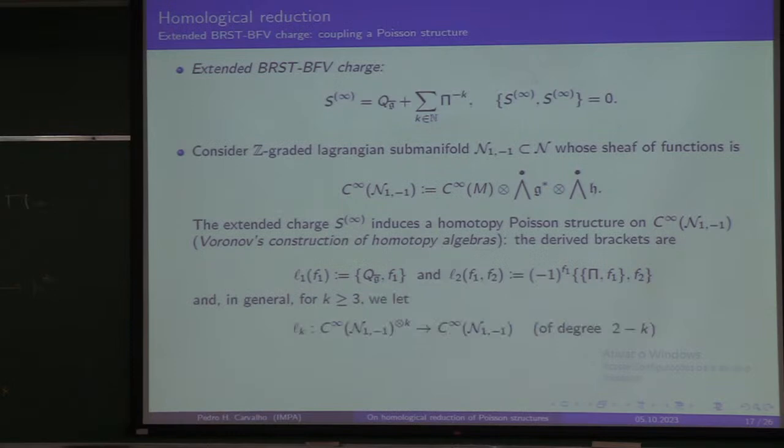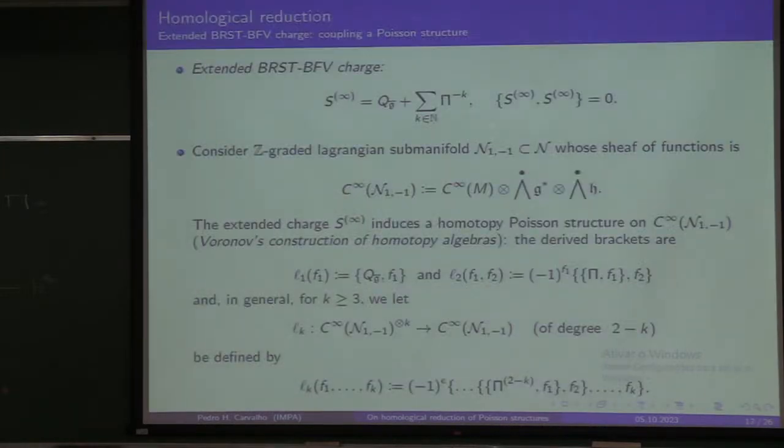And now I have higher brackets, which are given in this way. So here you have to put some sign, because this is related to the way that you relate symmetric algebras to anti-symmetric algebras, this décalage isomorphism or something like that. So I start with this function that knows about the reduction data, something that knows about the Poisson structure, and you can complete to get this homotopy Poisson structure.